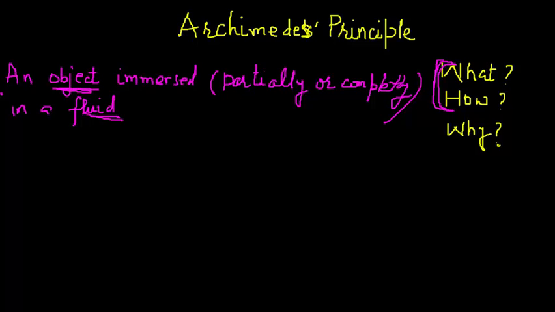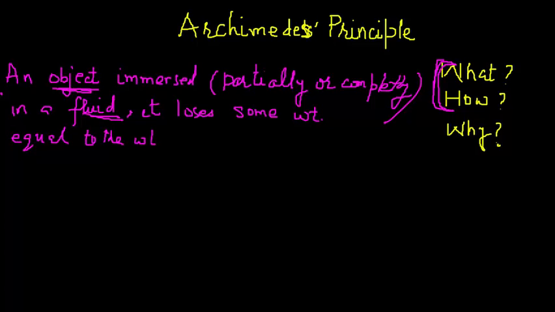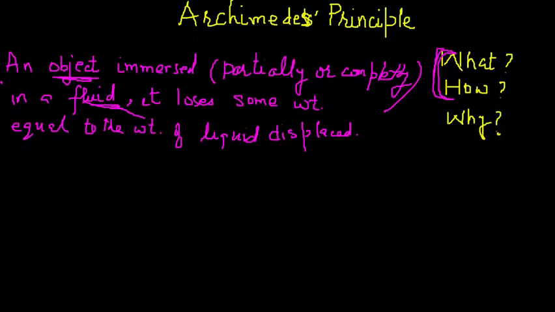So first of all, let's complete the definition. When an object is immersed partially or completely in a fluid, it loses some weight equal to the weight of the liquid displaced. I should have written fluid in the definition, but it's the same thing, this fluid and this liquid. Now let's understand how it works.